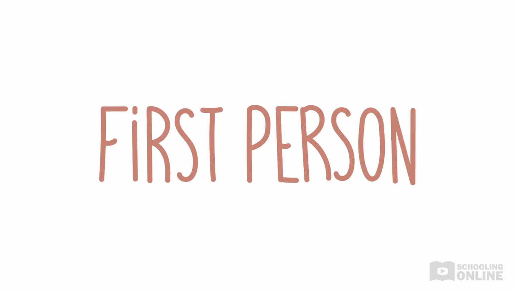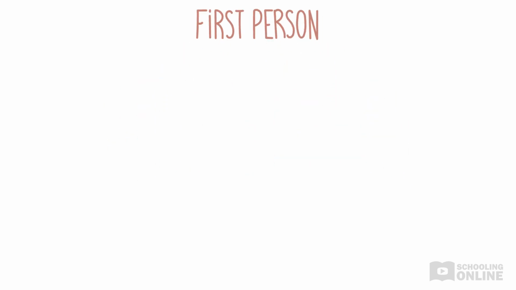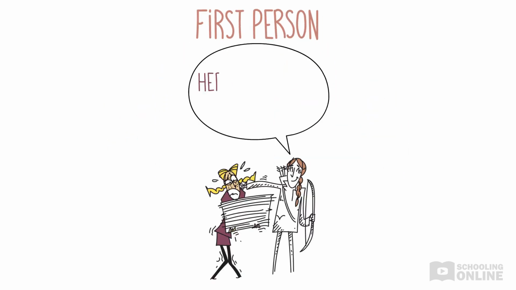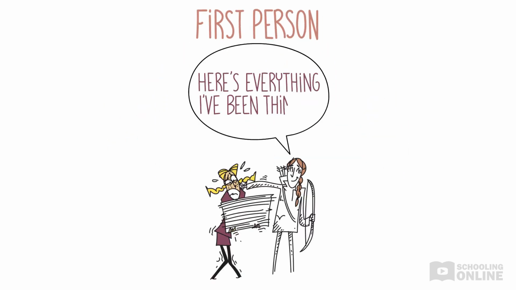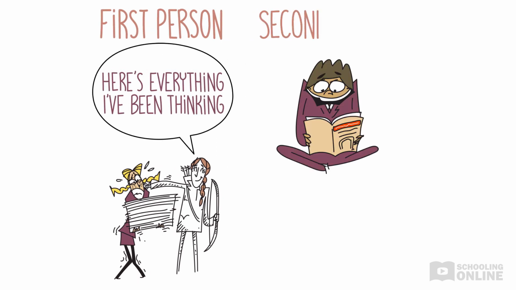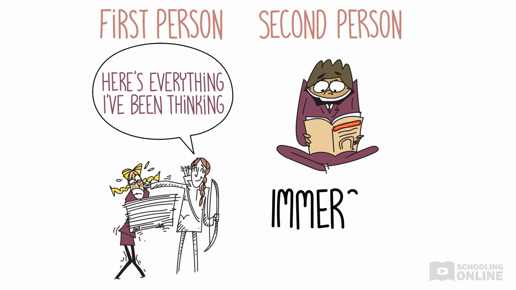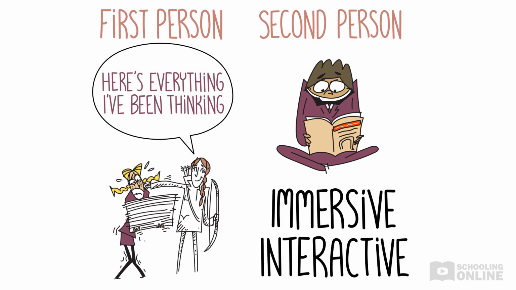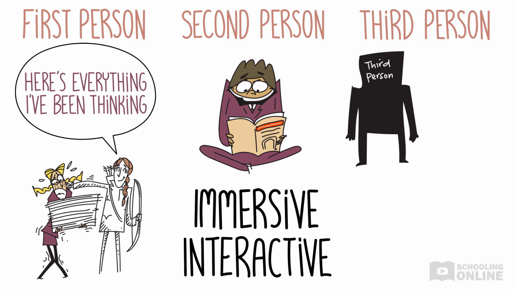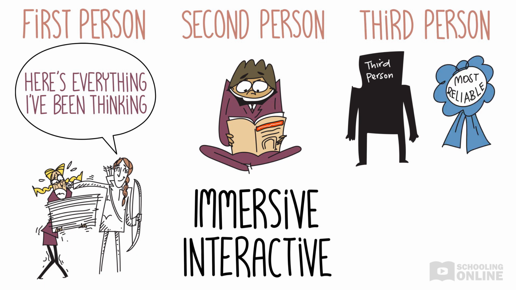First person adds an intimate, personal touch, often granting readers access to the narrator's thoughts, motivations, and reflections. Second person brings the reader into the story, creating a more immersive, interactive atmosphere. Whilst third person gives the appearance of reliability as our narrator recounts events.